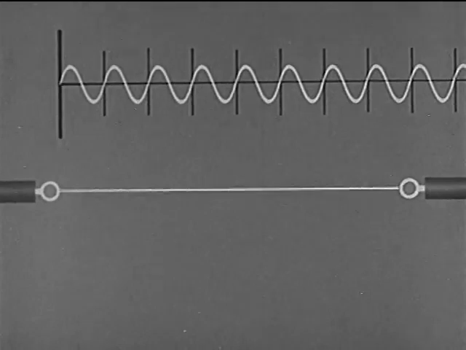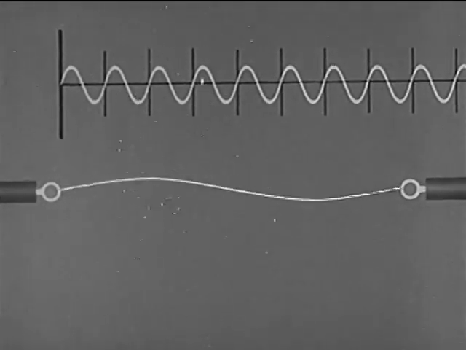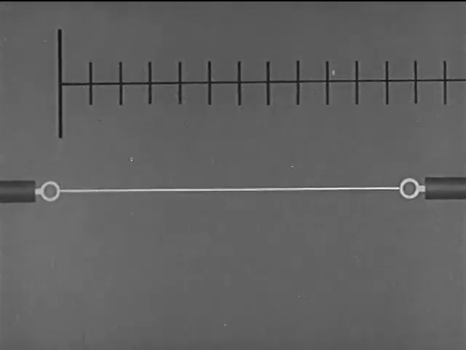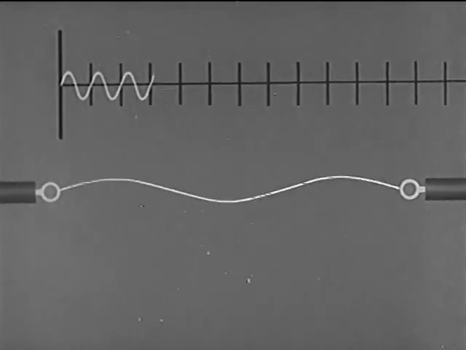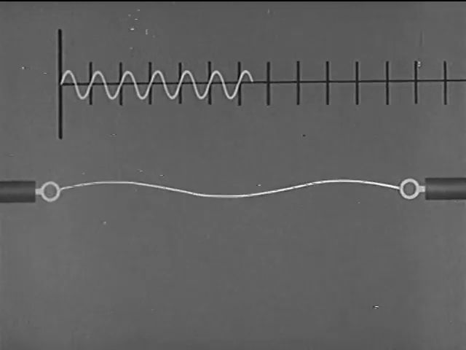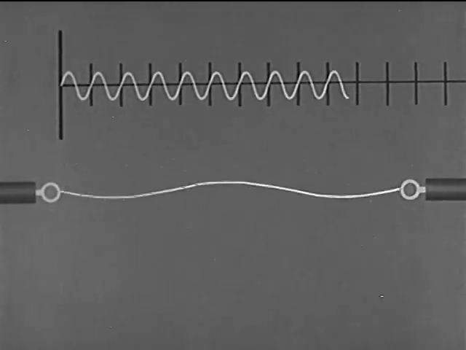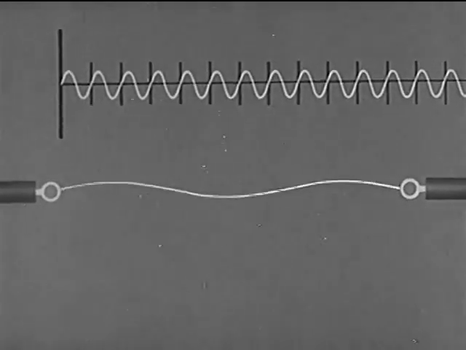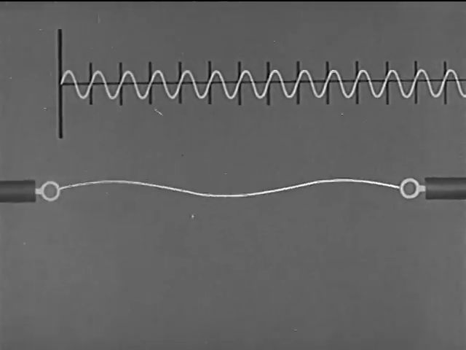Since wavelength is inversely proportional to frequency, the frequency of the first overtone is twice that of the fundamental. When the string vibrates in 3 segments, it produces its second overtone, the third partial. Here, the frequency is 3 times that of the fundamental.